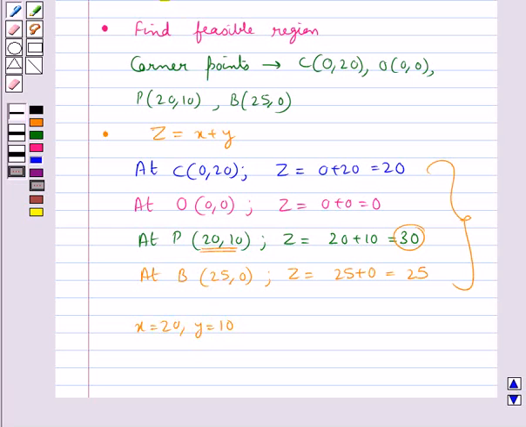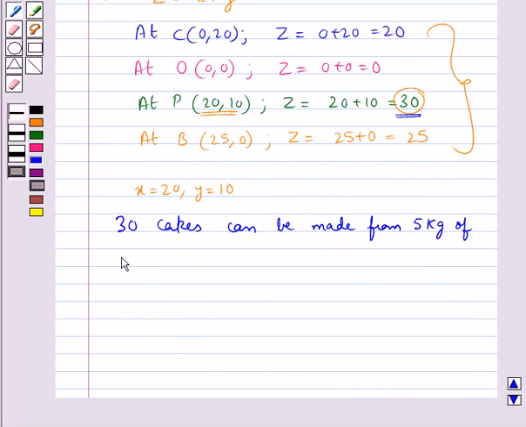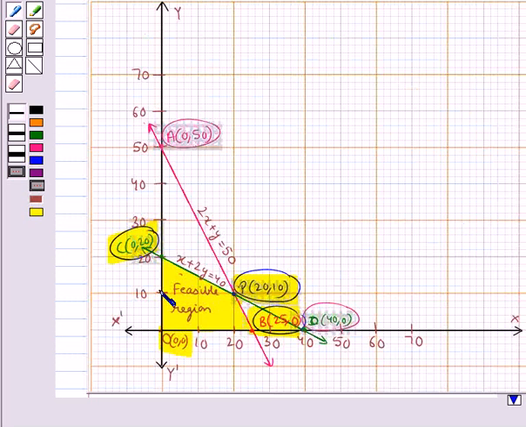Now, since the maximum value of z is 30 and we were supposed to find the maximum number of cakes, we say that 30 cakes can be made from 5 kg of flour and 1 kg of fat. Now in this case, the feasible region was bounded. Now we shall discuss a problem in which the feasible region is unbounded.